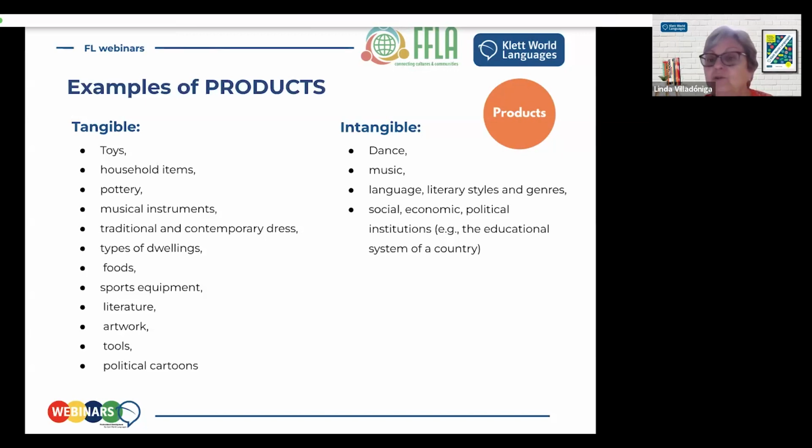Social, economic, and political institutions, you can talk about the government, the governmental system of a country, and they can look it up. Each student can look up the governmental system of one of the Spanish-speaking countries and see how they are like, how they're different, what their backgrounds are, etc. How did they arrive at that point?